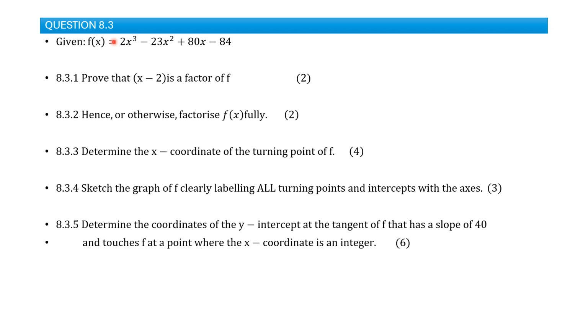Also, to ensure the graph is drawn properly, we need turning points. So they ask you to determine the x-coordinate of a turning point of f, and then sketch the graph of f clearly, labeling all turning points and intercepts with the axes. Then determine the coordinates of the y-intercept of the tangent of f that has a slope of 40 and touches f at a point where the x-coordinate is an integer.